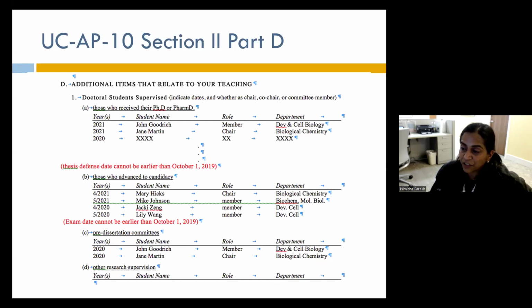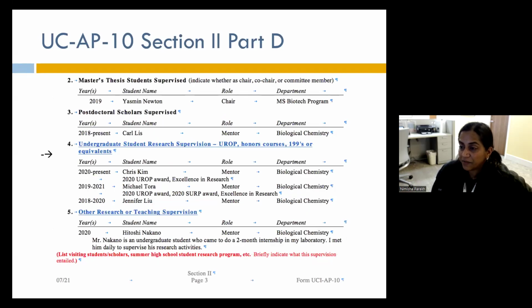So here's an example of doctoral students and then pre-dissertation committees. A lot of this is more on the Senate side, but you can do the same thing on the HS side. Here we go. Examples here under Section 4, undergraduate student: what your role was, mentor, department, did they win an award, other students that you may have mentored. If you have visiting students or scholars or high school students for summer programs, number 5, other research and teaching supervision, would be the section to put this in.